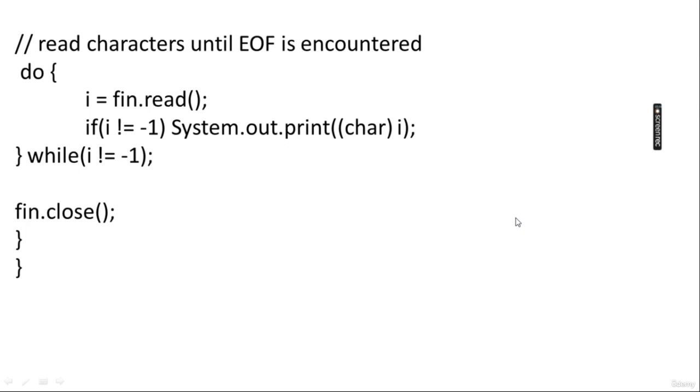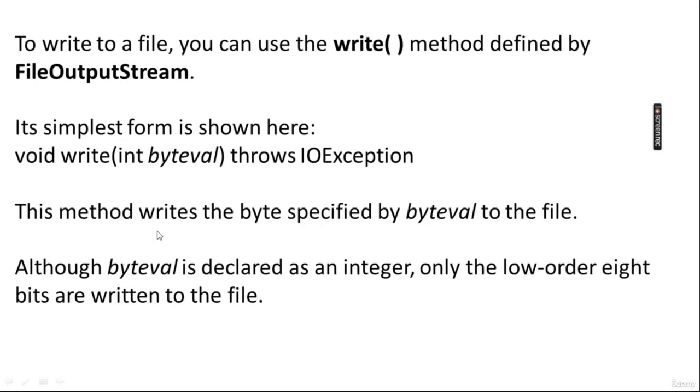So how will you know that end of file is encountered? Using -1: i = fin.read. Fin is the file object and read is a method to read byte by byte from the file, and it will be stored in integer i. If that is not equal to -1, you convert that integer to a character and display that character, and unless and until it is -1, this loop will iterate. And after you are done with the file, you close it using fin.close.